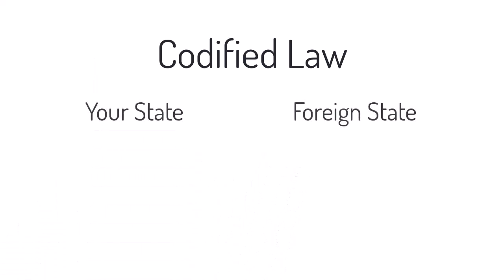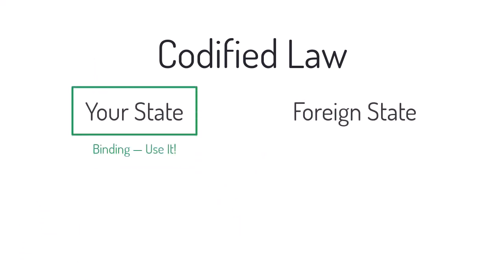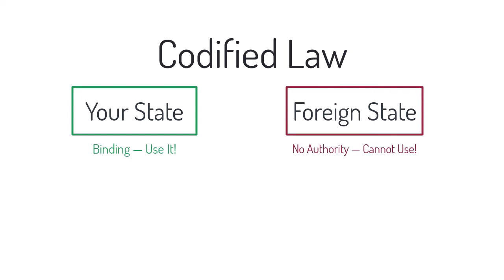So codified law from your state is going to be binding, but codified law from a foreign state will be no authority at all. So an Ohio statute in Michigan is no authority. You could never bring it into a brief or memo.